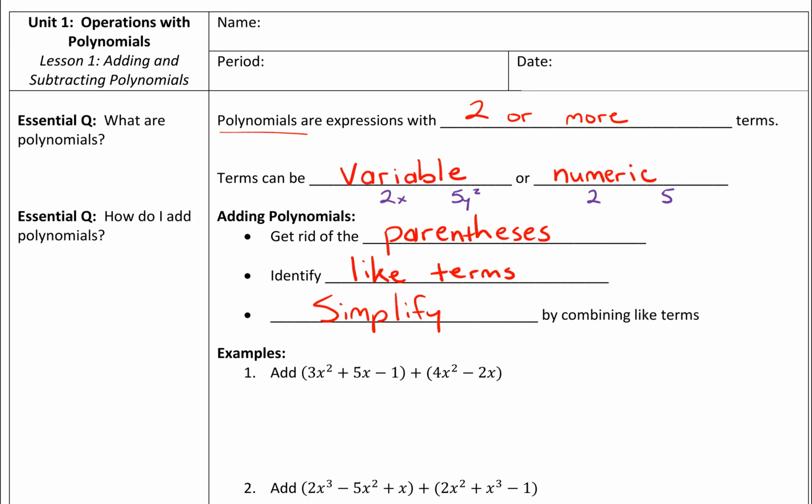So let's talk about adding polynomials. Well, when we're adding polynomials, it's really easy. We're just adding like terms. So get rid of any parentheses that are there. The parentheses are there to group. We don't need them anymore. Identify like terms, and then we're going to simplify by combining like terms. Pause here if you need to get those steps down.